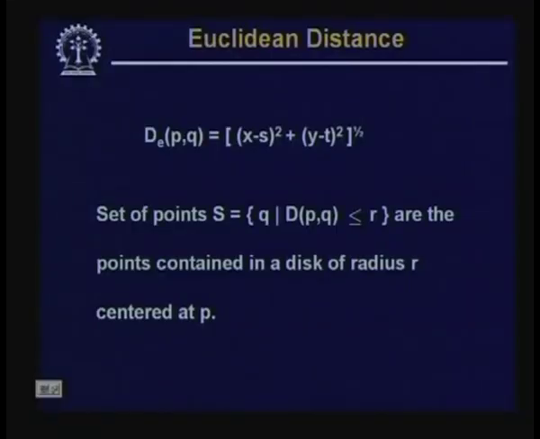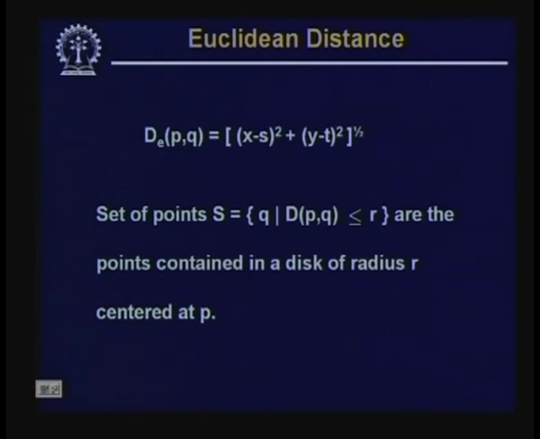Now, the first of this, that is the distance between P and Q, which we have already seen: if P has a coordinate x y and Q has a coordinate s t, then dpq, the distance between P and Q, is equal to the square root of (x minus s) square plus (y minus t) square. This is a distance measure which is called the Euclidean distance.